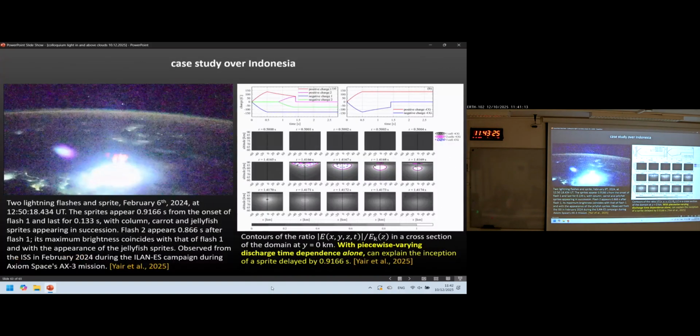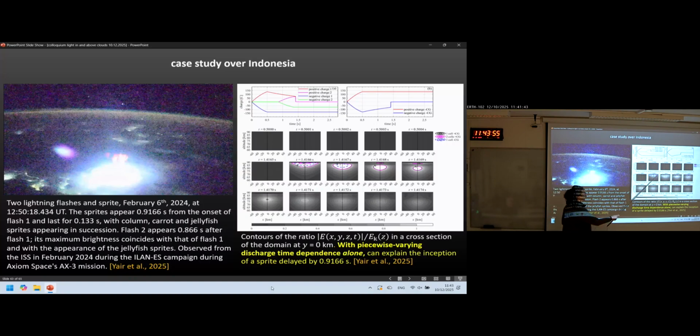And here's another very special event where, this is the sprite, and the lightning was down here. This is the sprite itself, and this is a second lightning event that was off to the side. So because I have a 3D model, I could simulate this. This was the longest delay ever observed. It was almost a full second delay. Lightning, and then a full second later, the sprite appeared. So this is something we submitted to Geophysical Research Letters, and I was able to simulate it.